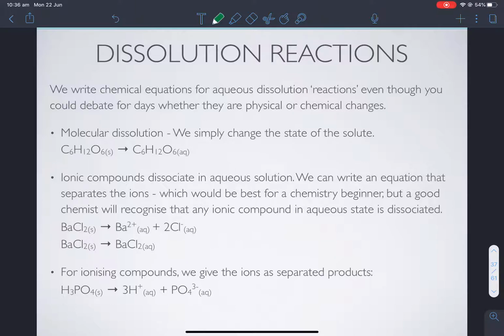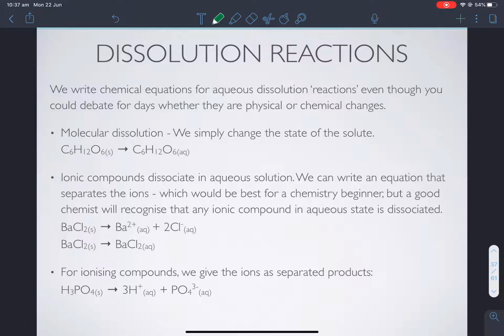Okay, let's get started. So let's talk about writing equations for these. We write equations for dissolution reactions, even though it can be argued whether they're a reaction or not. Is it a physical or a chemical change? Open to so much argument. Let's not bother with it though. But for dissolution, we do write equations for them.